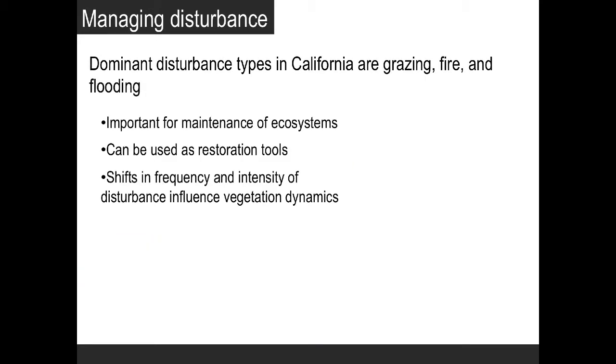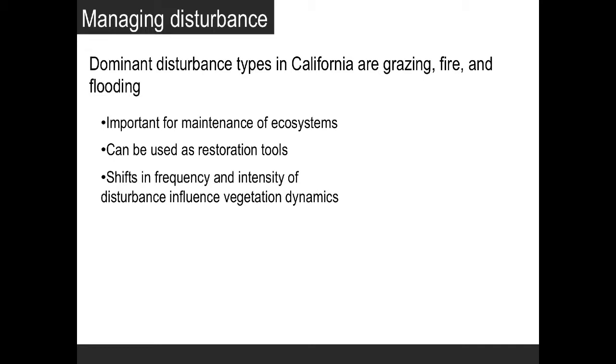Another way to establish species on site and to manage species on site is through managing disturbance. So the dominant disturbance types here in California are grazing, fire, and flooding. Disturbance is important for maintaining ecosystems and can actually be used as restoration tools. When they're used as restoration tools, typically these are shifts in the frequency and intensity of disturbance that influence vegetation dynamics. For example, prescribed burns can be used as a restoration tool. Grazing can be reintroduced or excluded depending on what your goals and objectives are.